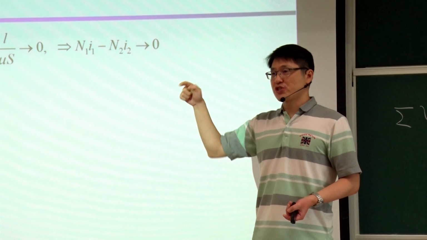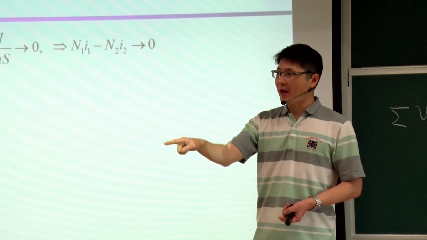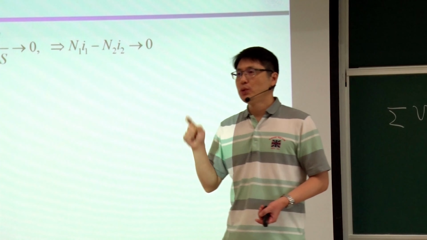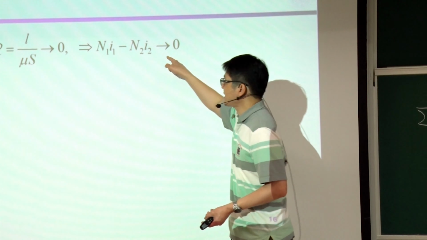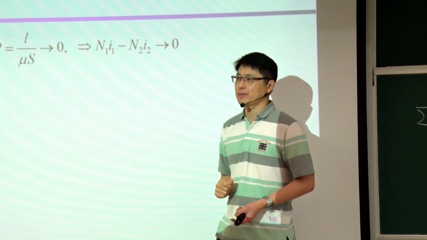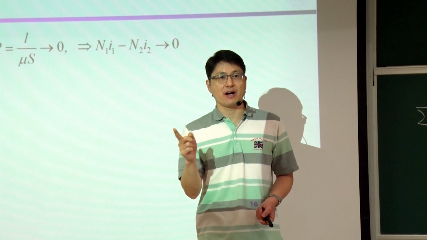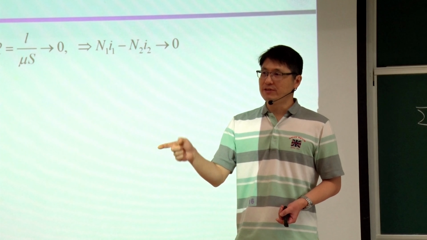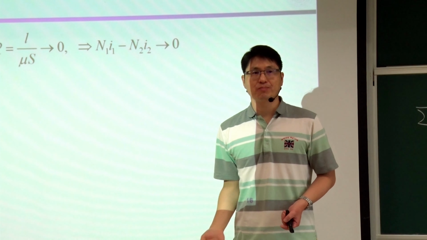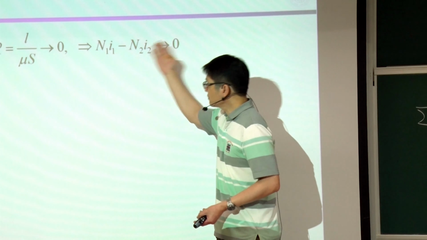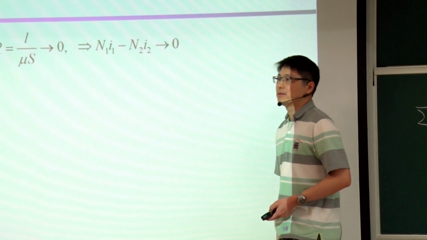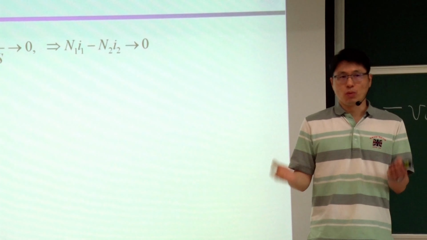And that is the starting point in your past learning experience. In high school, you were forced to accept an ideal transformer has this relationship. And even in your first year of college, fundamental physics, all the professors taught you again, ideal transformer, N1I1 equals N2I2. But you never asked why.